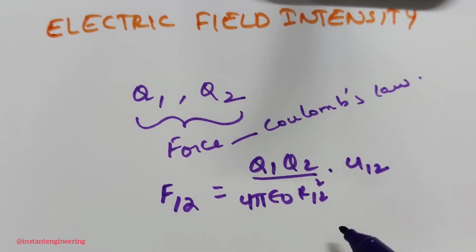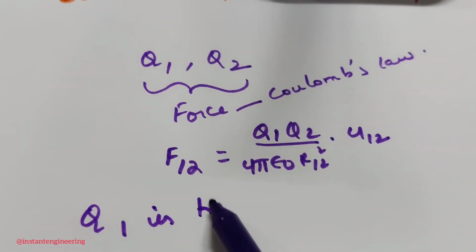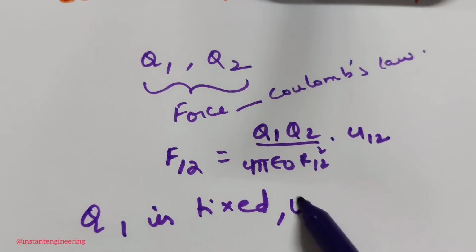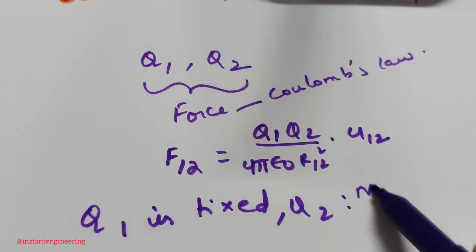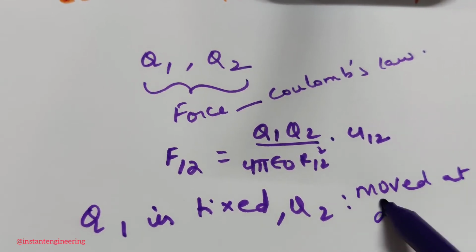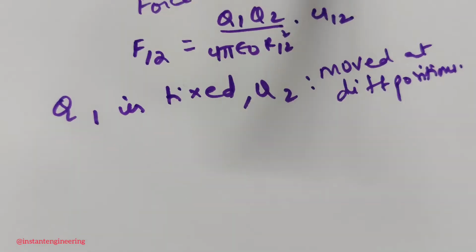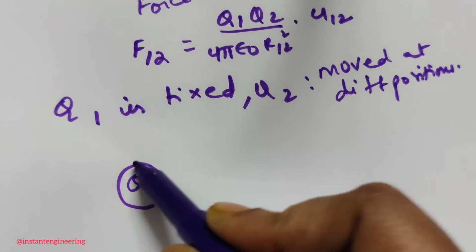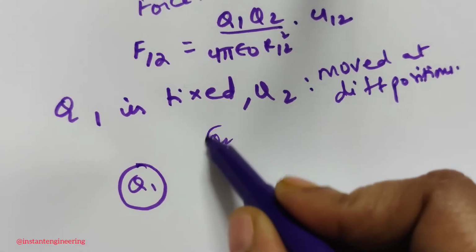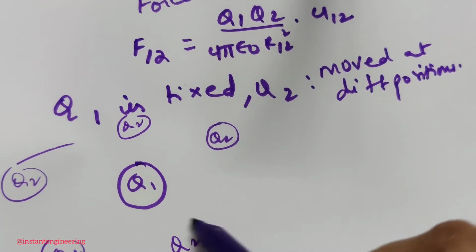So here we will consider Q1 as a fixed charge. Q1 is fixed and Q2 is at a different position. That means you can move this position randomly, to different positions. What it means is, suppose Q1 charge is over here, and this is fixed. This Q2 charge is movable. That means you can move this charge here, at some distance, anywhere you can move this.